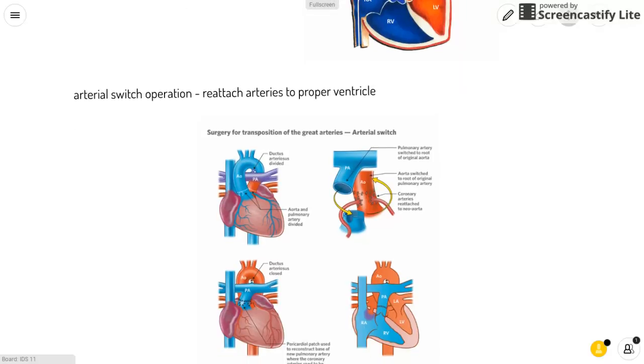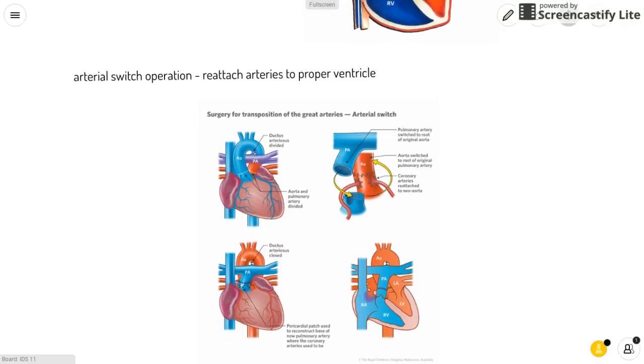Another type of treatment is the arterial switch operation, which reattaches the arteries to the proper ventricle. So the pulmonary artery would be connected again to the right ventricle, and the aorta would be connected to the left ventricle again. And then the coronary arteries would reattach to the aorta. So you can see here that before, the aorta was connected to the right side and the pulmonary artery was connected to the left side. But at the end, the pulmonary artery is on the right and the aorta is on the left.